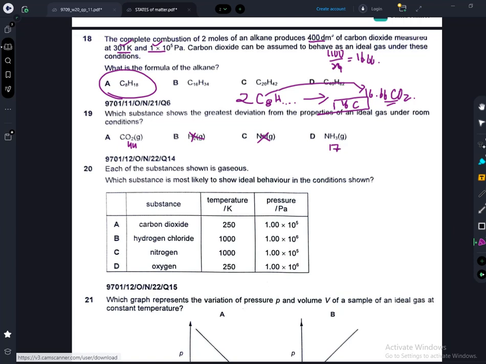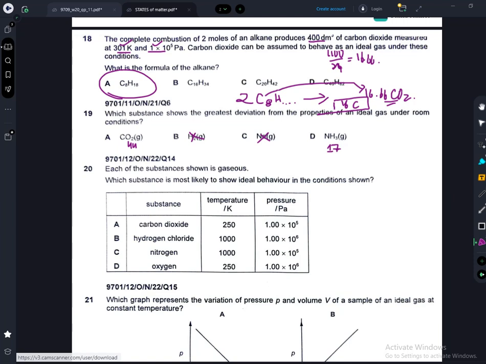But you also have to take into account the electronegativity differences, which are given to you in the data booklet. So you account for the electronegativity difference, and you will see that there is a greater electronegativity difference between nitrogen and hydrogen than there is between carbon and oxygen.